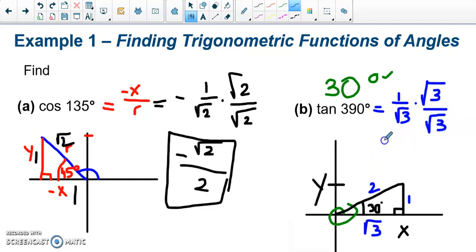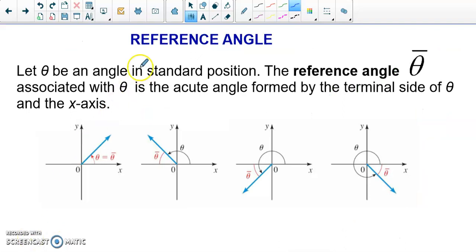Which gives us square root of 3 over 3. Again, I'm writing with a mouse, so it's really hard to do. So apologize for my writing. There you go, square root of 3 over 3. That explains the reference angle together.